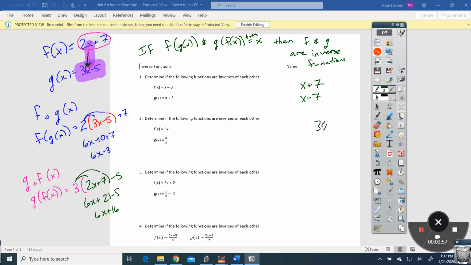So if I had f of x equals 3x, the inverse would be to divide. So this would be f, and this would be its inverse. That's the fancy way to write inverse, f negative 1 of x.